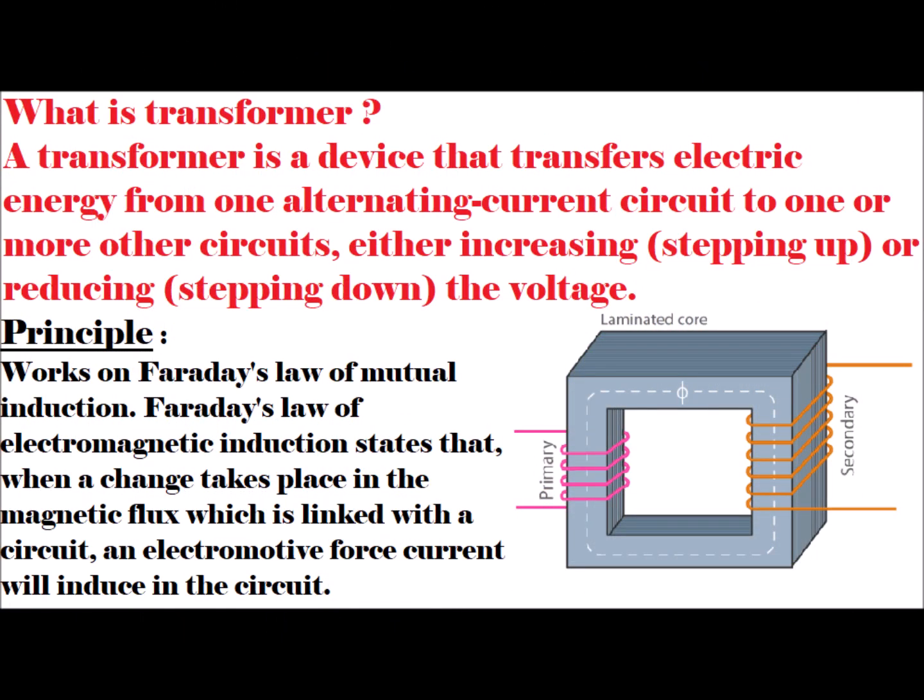The next question is, what is a transformer? It's a device that transfers energy, that is electrical energy, from one alternating circuit to one or more circuits. The output voltage will be either stepped up, that is increased, or reduced, that is stepped down. The working principle of a transformer is quite simple. It works on Faraday's law of mutual induction. You can go through the slide here. There are primary windings and secondary windings within the laminated core, and that's how the electrical power from one side gets converted to the other side with the help of mutual induction.